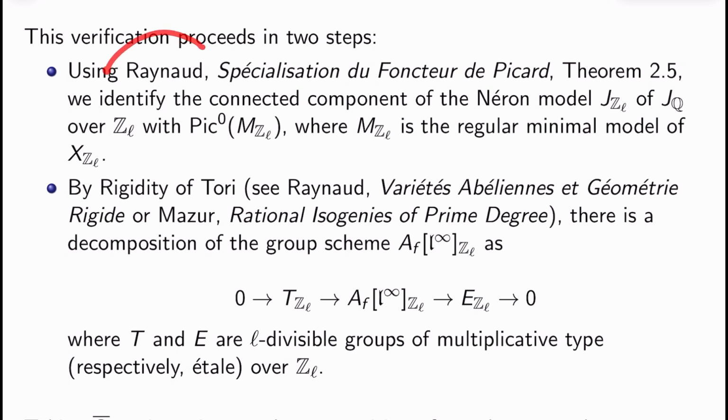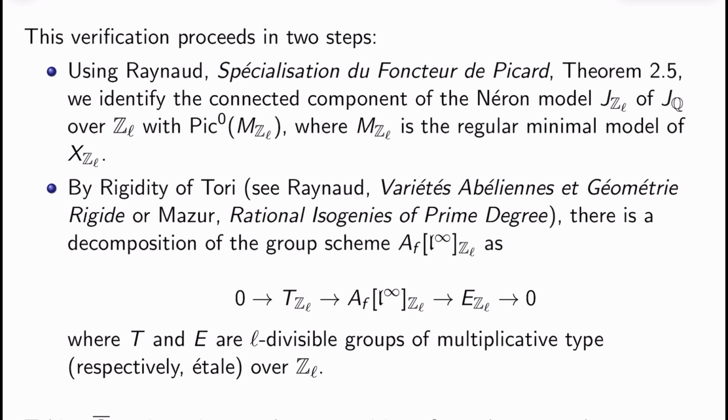So first you need a theorem of Raynaud, theorem 2.5 in this paper here. And that allows you to identify the connected component of the Néron model J sub Z sub L of that Jacobian J sub Q over Z sub L with the degree 0 Picard group of M sub Z sub L, where M sub Z sub L is the regular minimal model of the modular curve X kind of over Z sub L. So kind of base change to Z sub L.